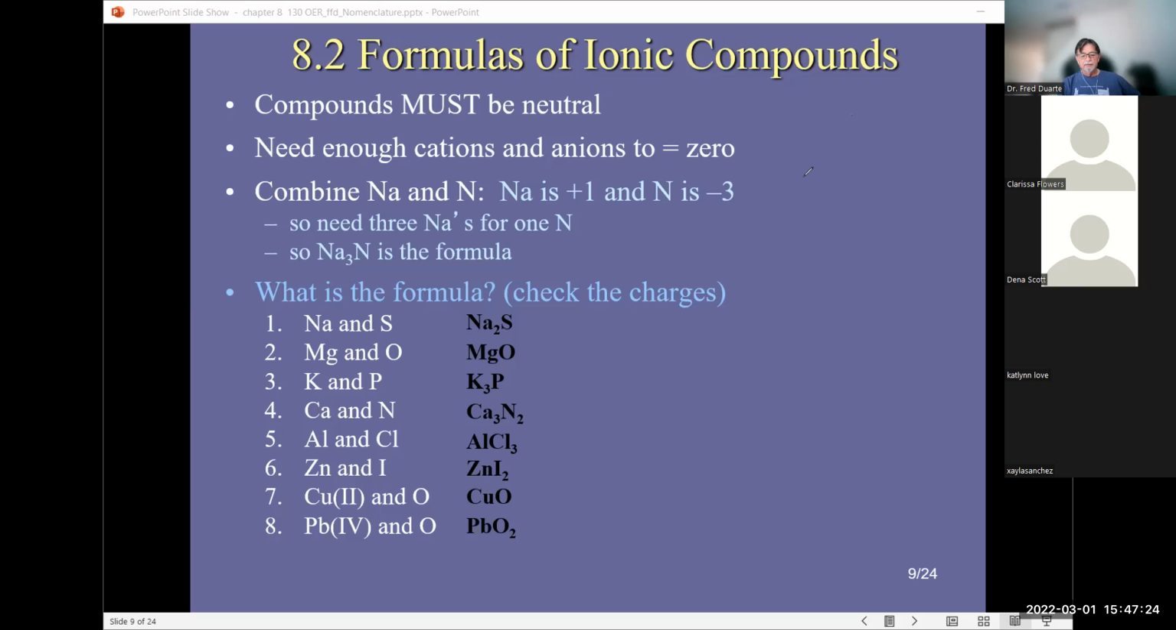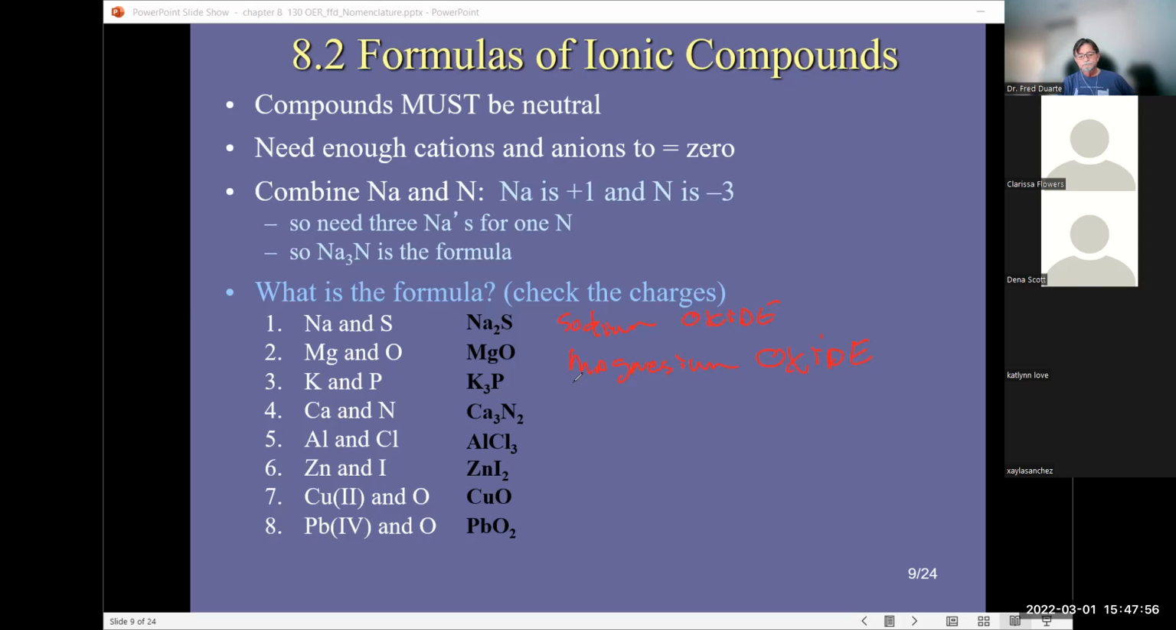Now with respect to the name, let's go back and do the names real quick. We have sodium oxide. Magnesium oxide. Remember that the oxygen goes from oxygen to oxide. So really quick, yeah, go ahead.